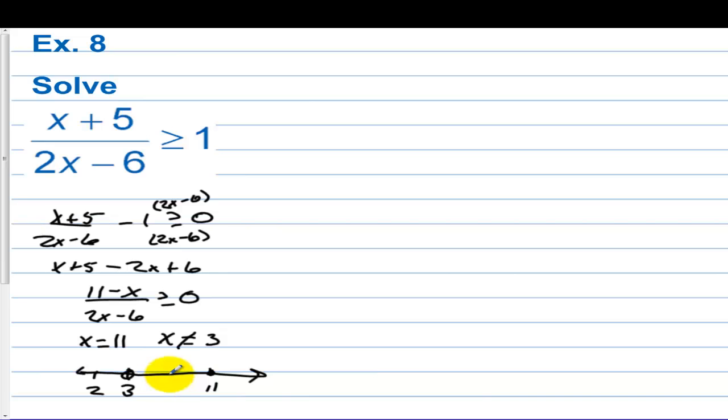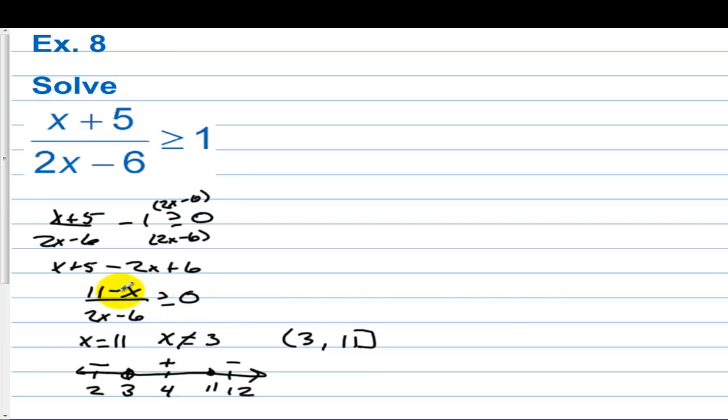Now let's test 2. Let's test maybe 4, and we'll test 12. When we test 2, we get positive over 4 minus 6 is negative, so that's negative. When we test 4, we get positive over positive, that's positive. And then when we test 12, we get 11 minus 12 is negative. 24 minus 6 is positive, so we get a negative. And we want the positives. Our answer is 3 to 11, and we can include 11.